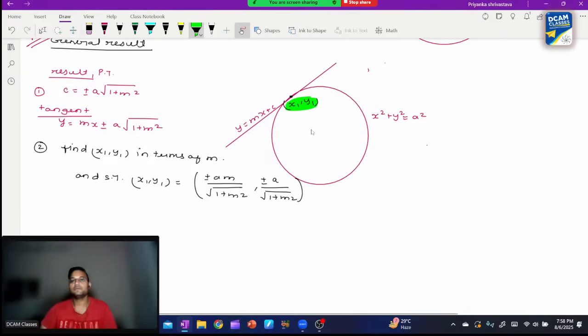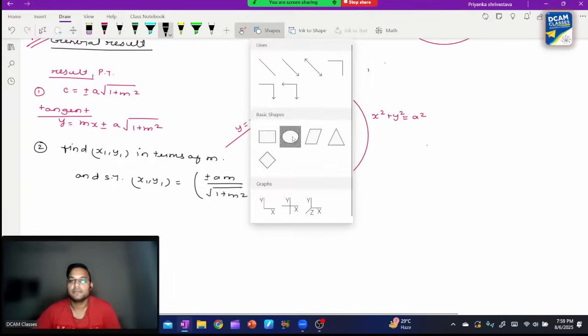Right now you have some time because I was late by 5 minutes. If you want, you can solve the questions. Try to solve this one. I know this first result you'll get very easily. Just try to find x1, y1 now. And I will give you one generalized result based on this.